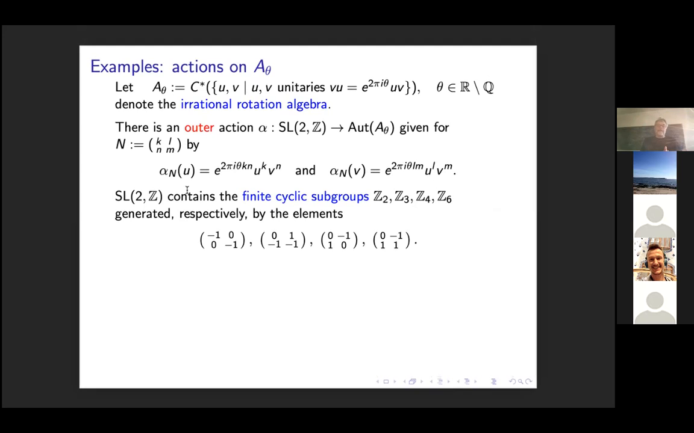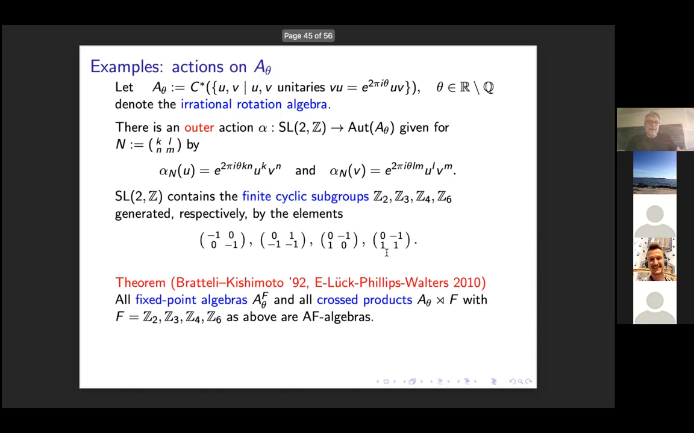And SL2Z has exactly four finite cyclic subgroups up to conjugation. Of course, you can conjugate them around so you get more, but they act in the same way. So it's Z mod 2Z, Z mod 3Z, Z mod 4Z, and Z mod 6Z, and they are generated by those elements. Z mod 2Z is generated by just minus the identity. Z mod 3Z is generated by this, Z mod 4Z is generated by this, and Z mod 6Z is generated by this.